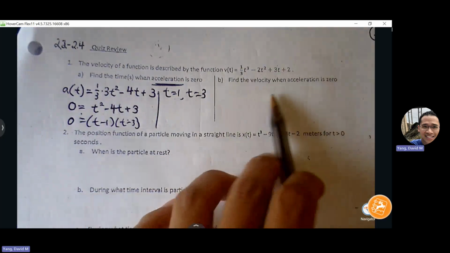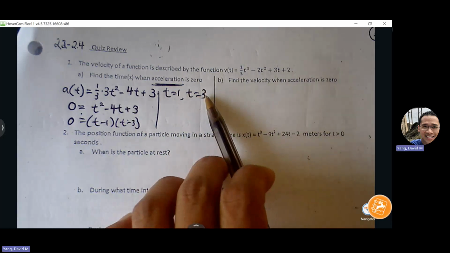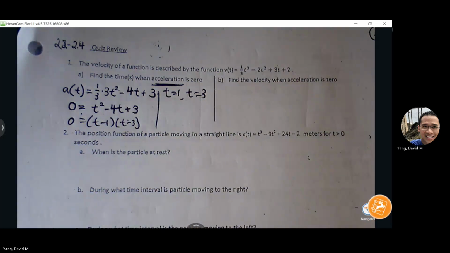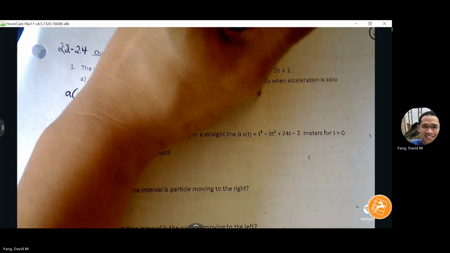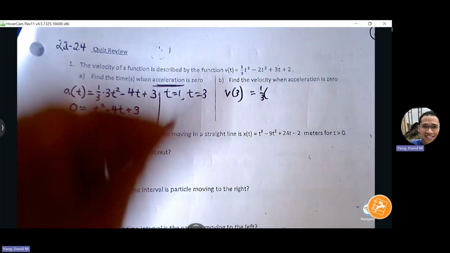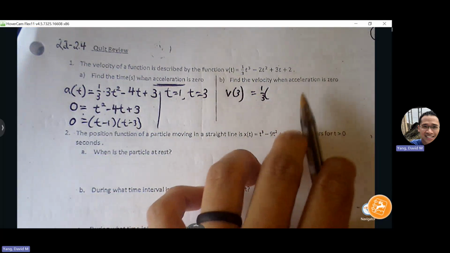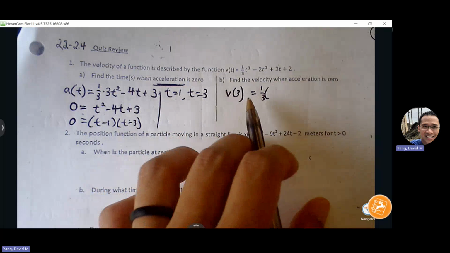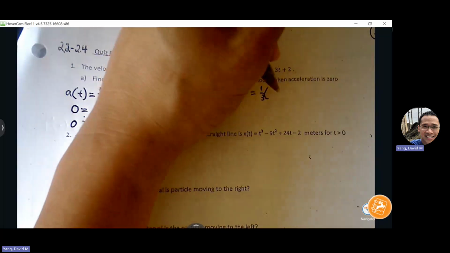So now part B, find the velocity when acceleration is 0. What can we do from here? Plug separately into the velocity function, right? You can plug in 1 or 3. We have to do both, right? There are 2 times when acceleration is 0, so we're looking for 2 different velocities when acceleration is 0.